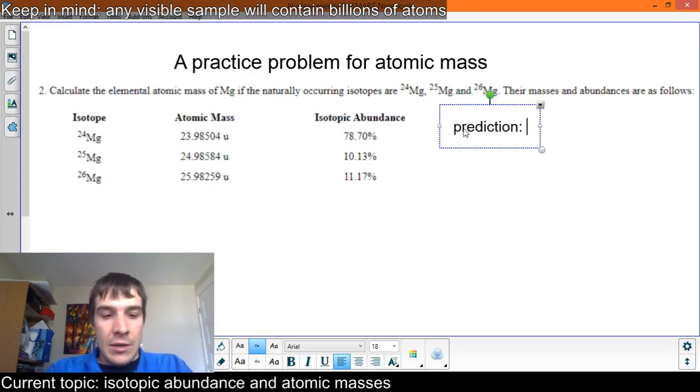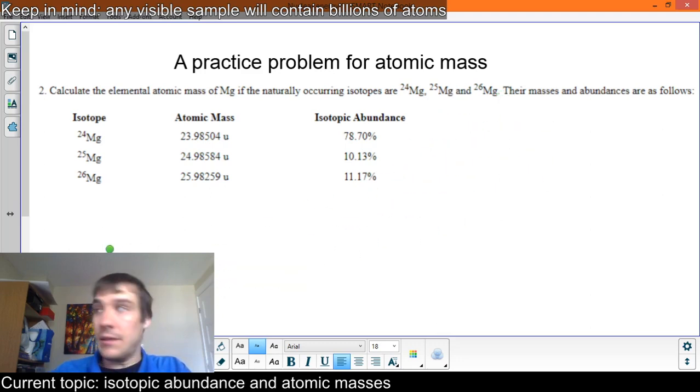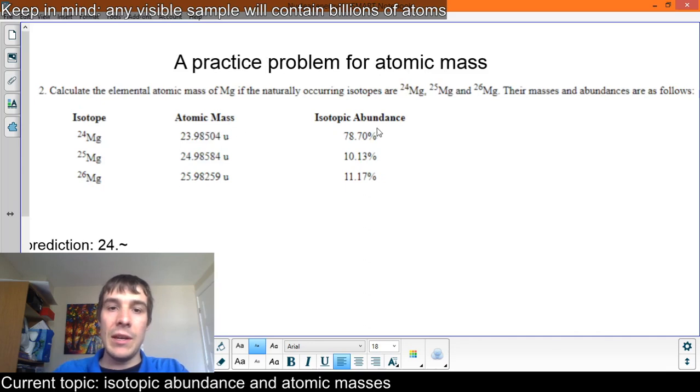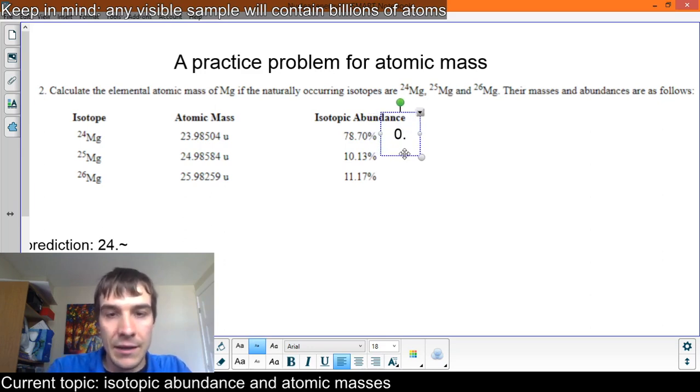prediction 24.6 something, right? 24 point something. Not sure, but it's going to be 24 point something or other. Now to figure out the actual thing, remember how we did it back here? We had a value for each little mark and then the weighing factor. We'll do the same thing. We'll have a value for each isotope and the weighing factor. And what we can do is convert these percentages into weighing factors. You just do that by dividing it by 100.